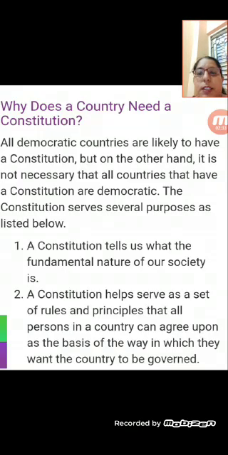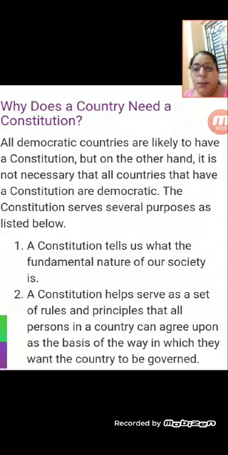Now let us see why a country needs a constitution and what purposes a constitution serves. All democratic countries like India almost always have a written constitution, but it is not necessary that all countries that have a written constitution are democratic. But yes, a country like India, which is one of the largest democracies of the world, has to have a written constitution. Now, why do we need the constitution, or why do especially democratic countries need the constitution? We will understand that, but before that, let us see what purpose the constitution serves.